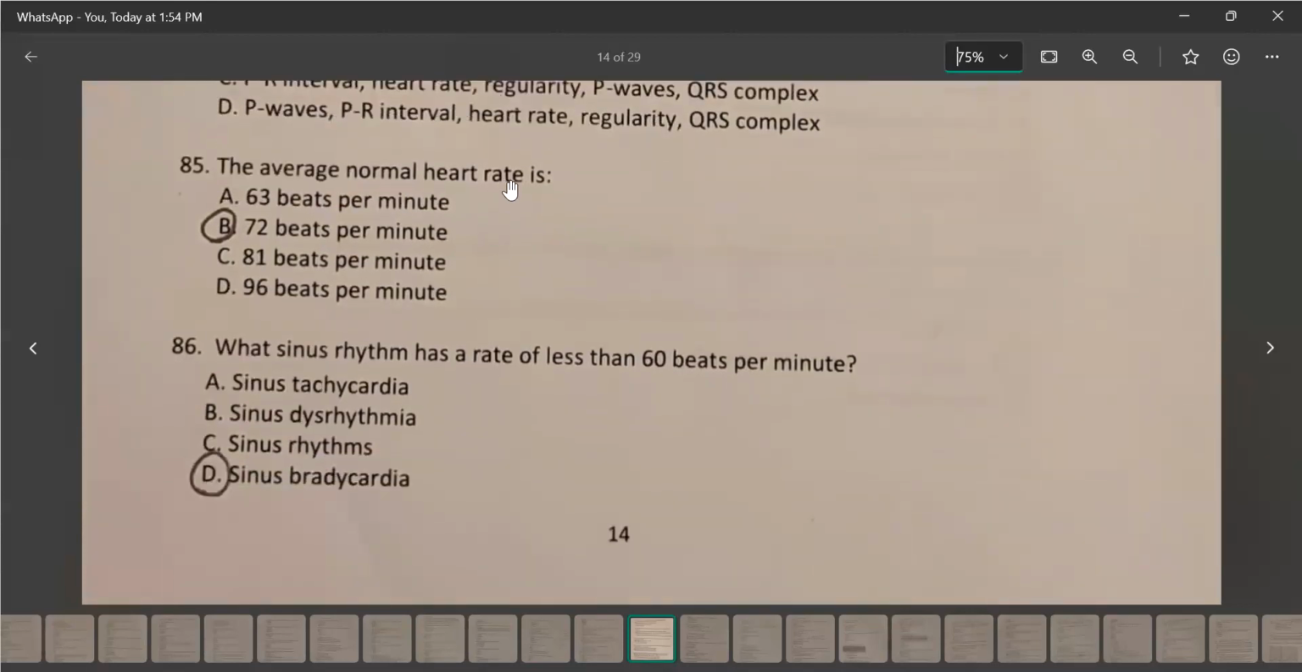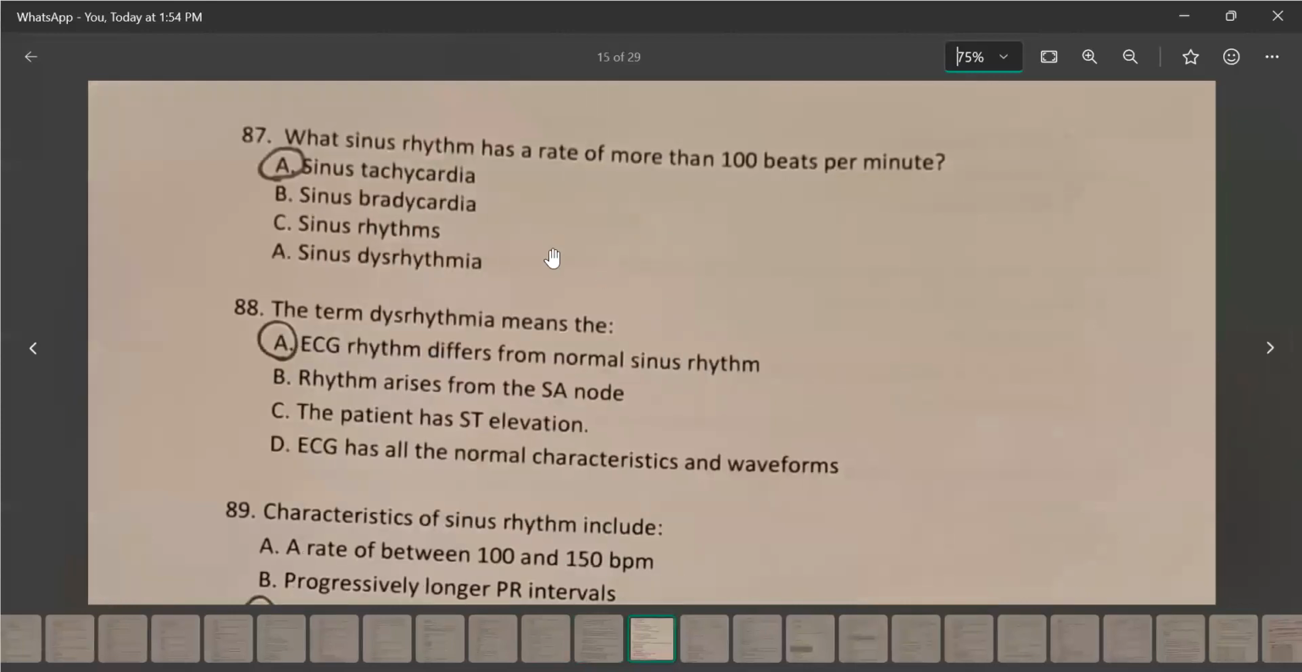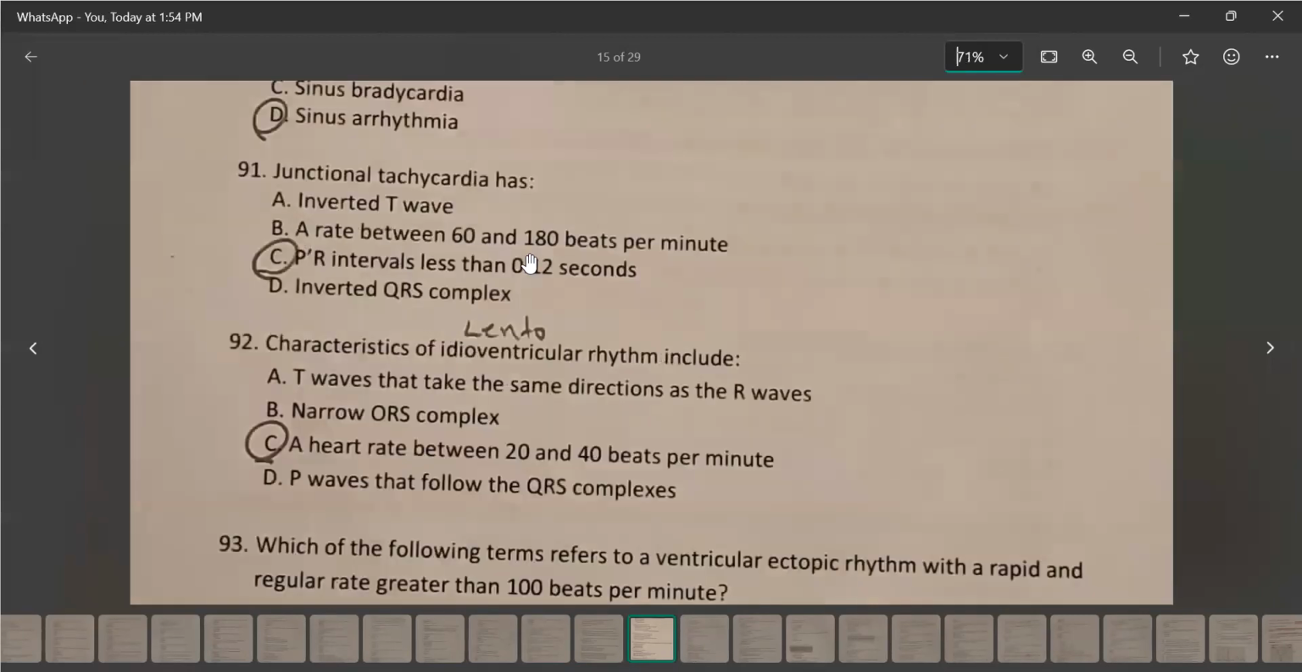85. The average normal heart rate is 72 beats per minute. What sinus rhythm has a rate of less than 60 beats per minute? Sinus bradycardia. What sinus rhythm has a rate of more than 100 beats per minute? Sinus tachycardia.